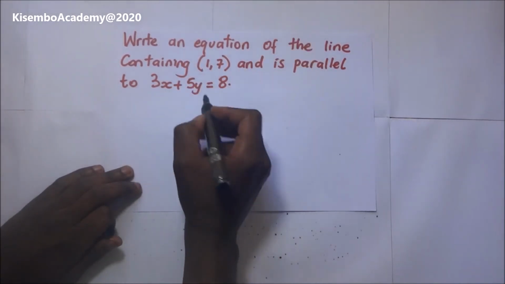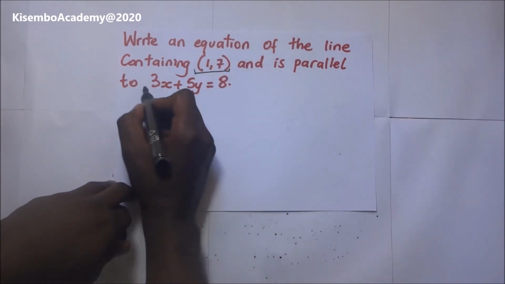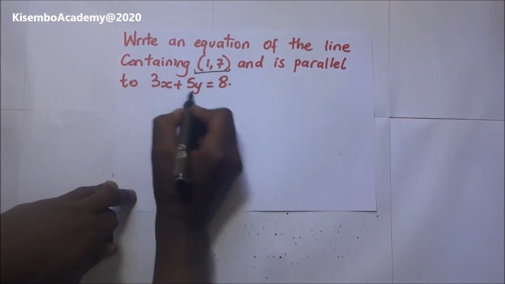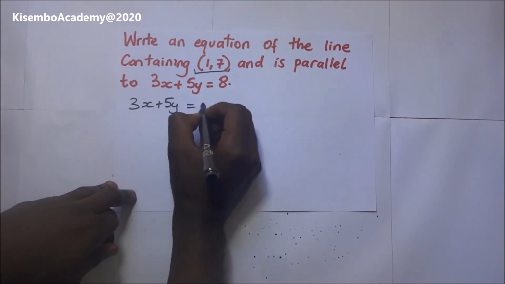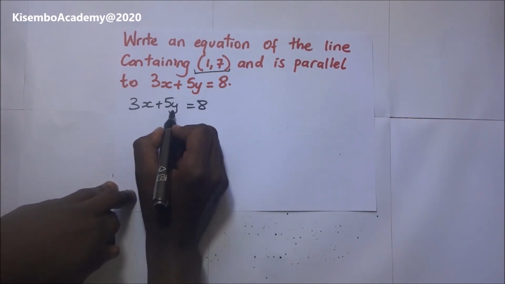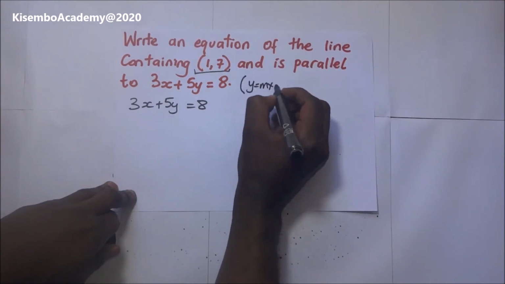The line that we are looking for is passing through this point, but this same line is parallel to that. So let's rearrange this equation. This equation is 3x plus 5y is equal to 8. So we are going to make y the subject of the formula so that we put it in the form of y is equal to mx plus c.